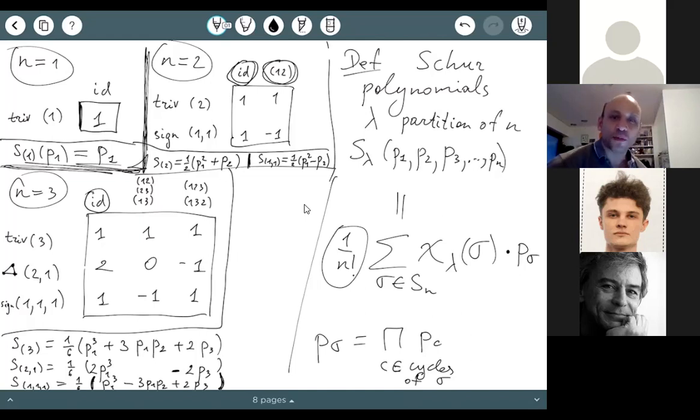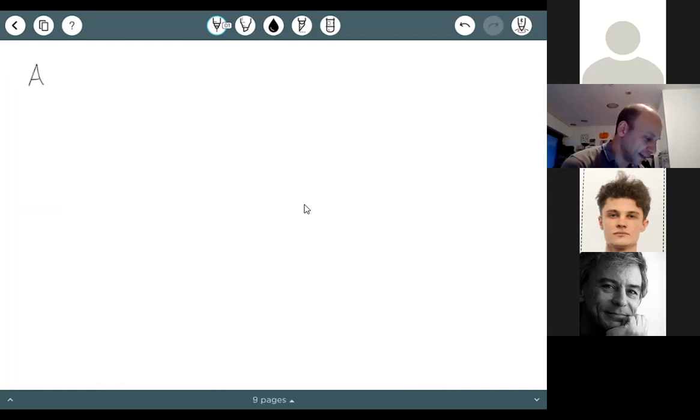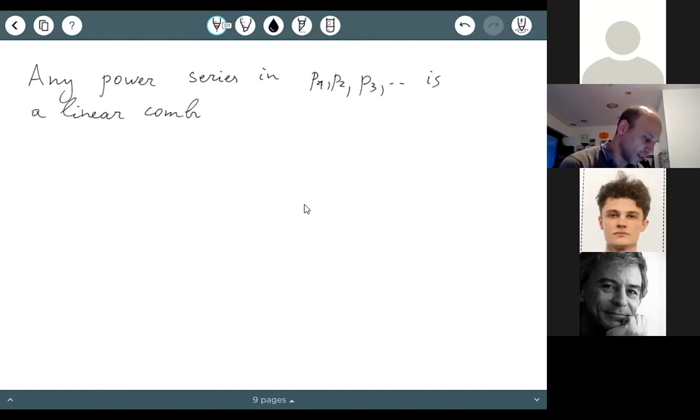So as you see, every time the Schur polynomials corresponding to n actually span the space of homogeneous polynomials of degree n. So if I assign to P1 degree 1, P2 degree 2, P3 degree 3, and so on, then P1 is the only polynomial of degree 1. In degree 2, I have P1 squared and P2, and S2 and S11 form another basis. If I take polynomials of degree 3, I have P1 cubed, P1 P2, and P3, and these three Schur polynomials form another basis, and so on. So actually, any power series in P1, P2, P3, and so on is a linear combination, possibly an infinite linear combination, of Schur polynomials.